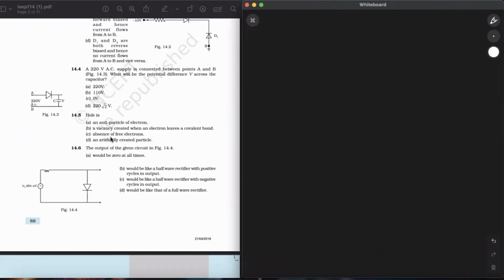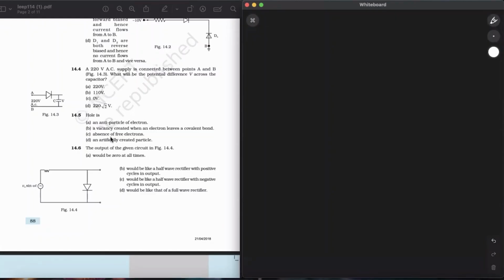Hole is an antiparticle of electron, a vacancy created when an electron leaves a covalent bond, absence of free electrons, and artificially created particle. Okay, so let me tell you one thing. If you read about this question, you will be thinking about options A, B, C as the most valid ones. But the reality is that option D is the correct answer for this. That holes are an artificially created particle.